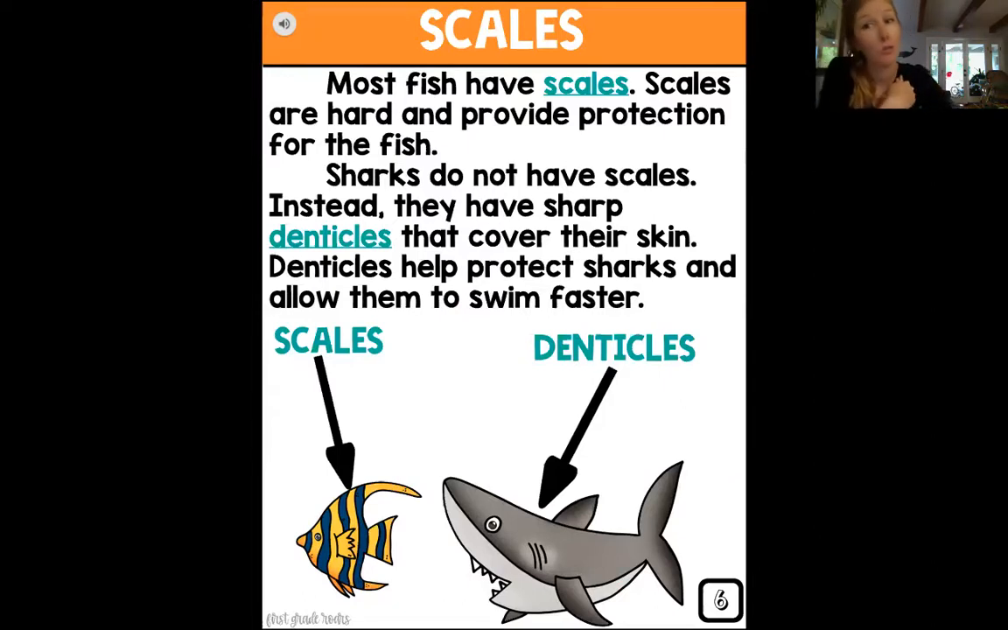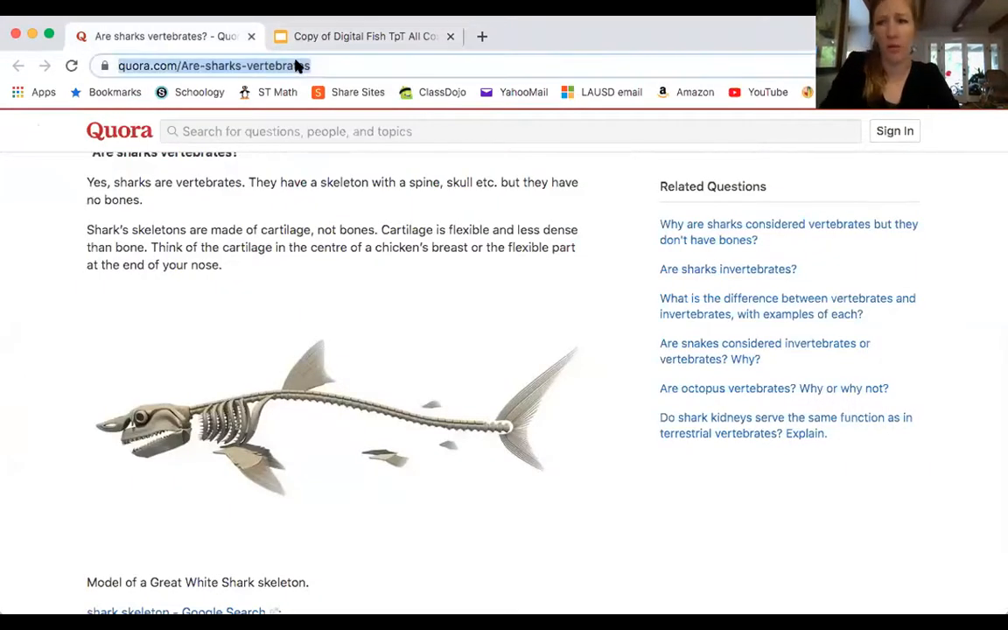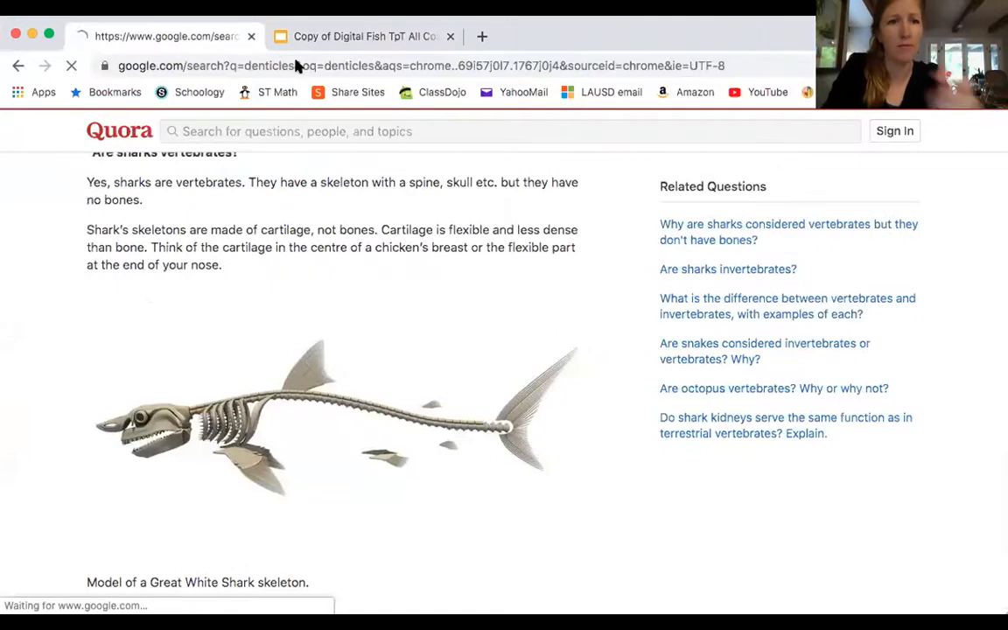Now, sharks do not have scales. Instead, they have sharp denticles that cover their skin. Denticles help protect sharks and allow them to swim faster. Hard to see what a denticle looks like in that picture. So I'm going to do a quick Google search, denticles.